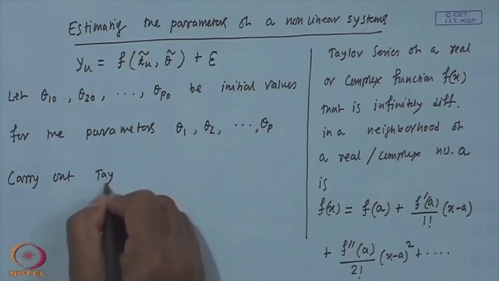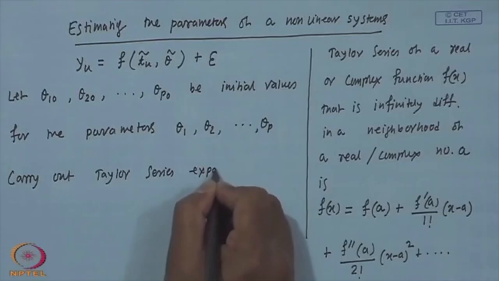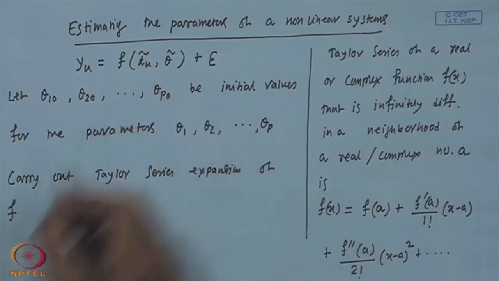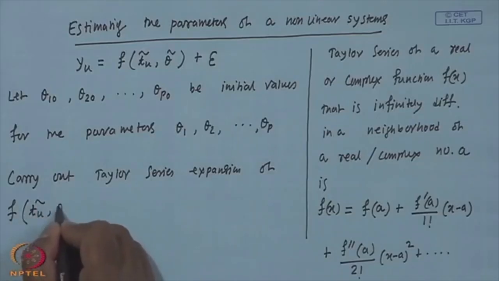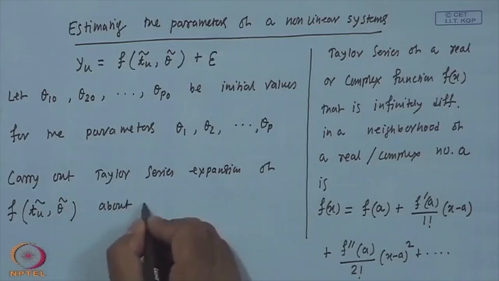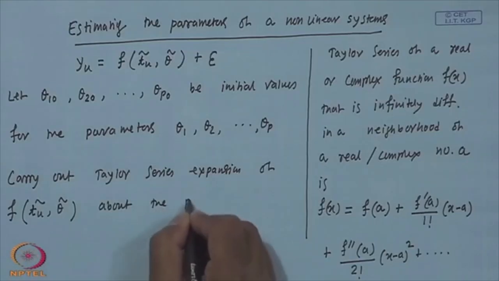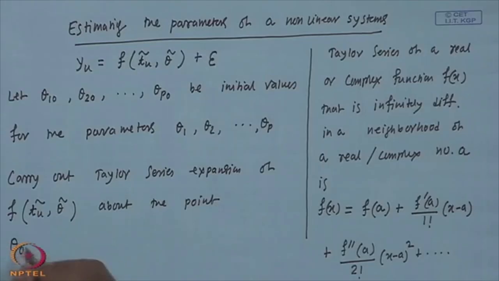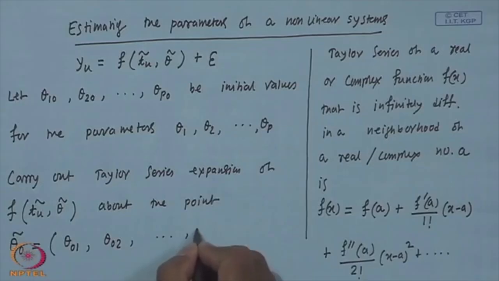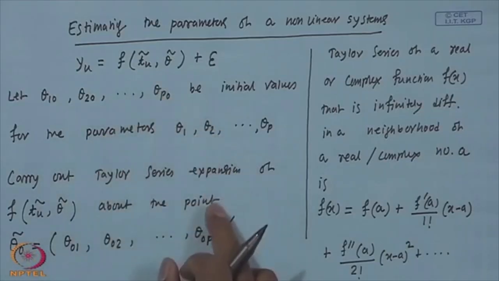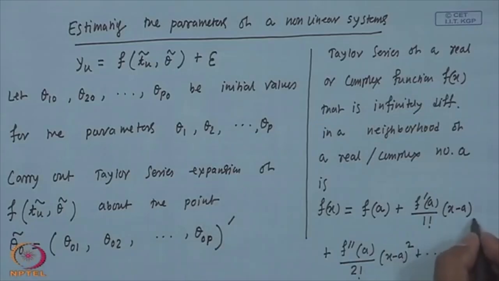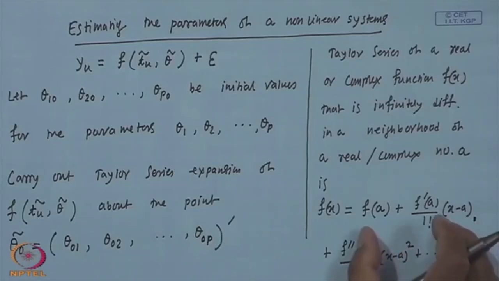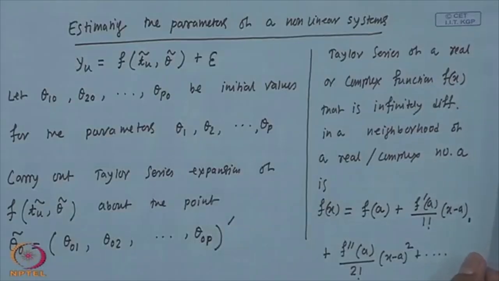We carry out the Taylor series expansion of this nonlinear function f(t_u, theta) in the neighborhood of this point, about the point say theta naught, which is equal to (theta naught 1, theta naught 2, ..., theta naught p). So we will carry out the Taylor series expansion of this nonlinear function about this point. We will take up to this term, because we are looking for a linear approximation for this nonlinear function.